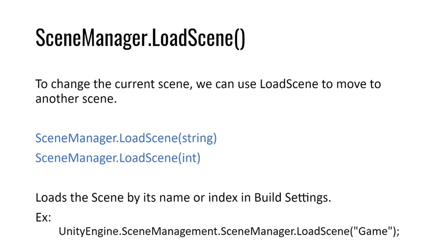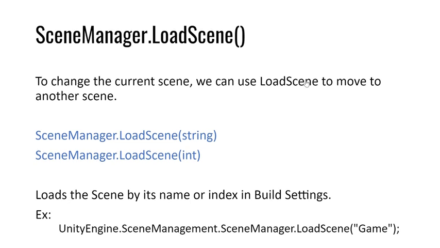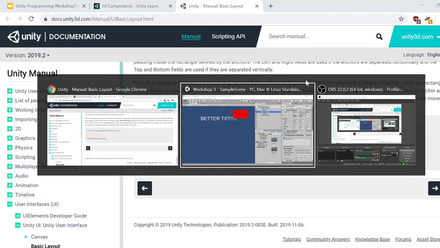Like the scene file name that you already have when you made it. So if you have a scene called main menu, and you have a scene called main scene, if you load scene main scene, it will go into the main scene. While index is based on your build settings. So what is build settings?